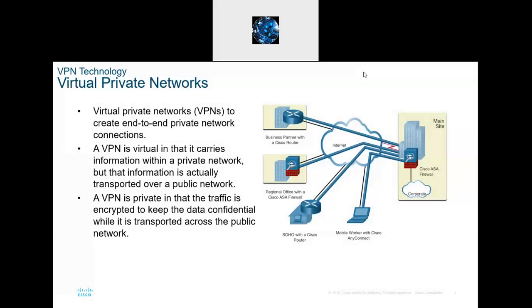The full meaning of VPN is virtual private network. Virtual private network, VPN, is used to create end-to-end private network connection. I would have loved to add: within a public network. VPN is used to create end-to-end private network connection within a public network. And when I say within a public network, what do I mean by that?